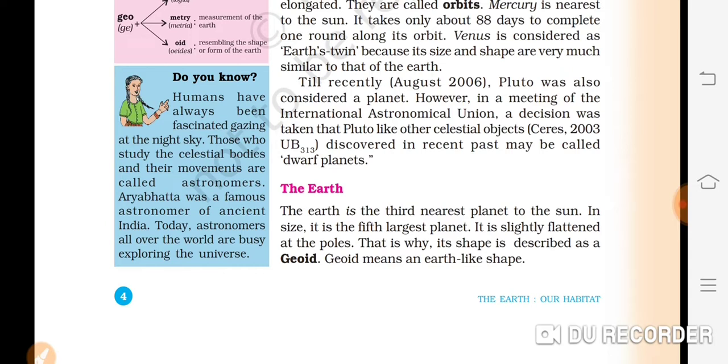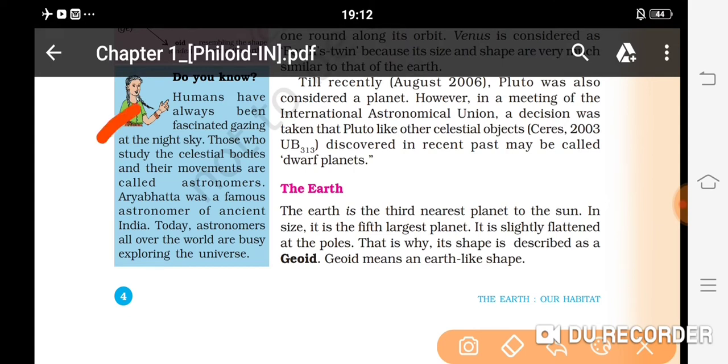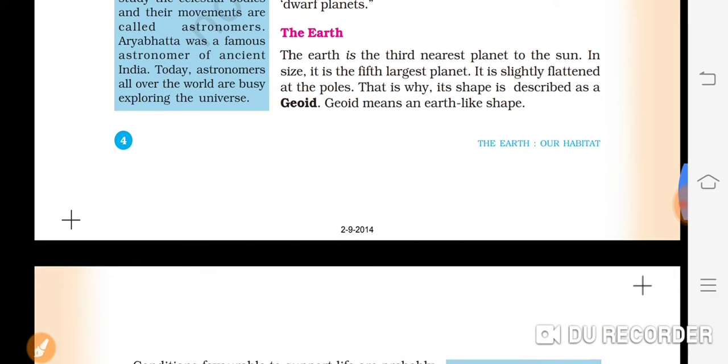Okay. One more question: do you know humans have always been fascinated gazing at the night sky? Those who study the celestial bodies and their movements are called astronomers. Aryabhatta was a famous astronomer of ancient India. So you have to tell in the comment box which books were written by Aryabhatta, who Aryabhatta is, and where he was born.